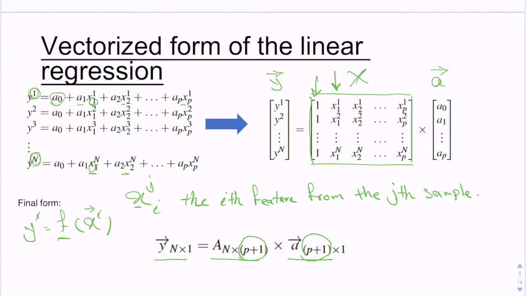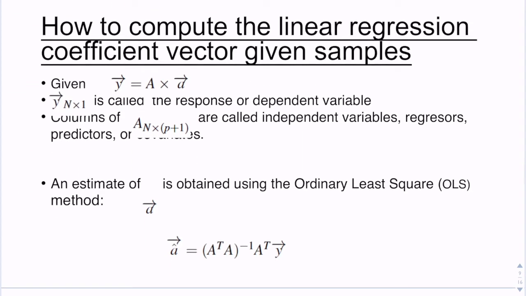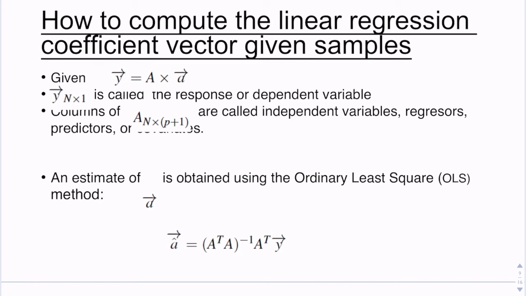And then we have a matrix, for which what is known is Y, which is observed, and matrix A, or here X, which is also known, and the only unknown is the coefficient vector. So can we solve this equation and compute the coefficient vector when we have these observed values for the n samples? So how do we compute the linear regression coefficient vector given the samples? This is the training phase in a regression model.